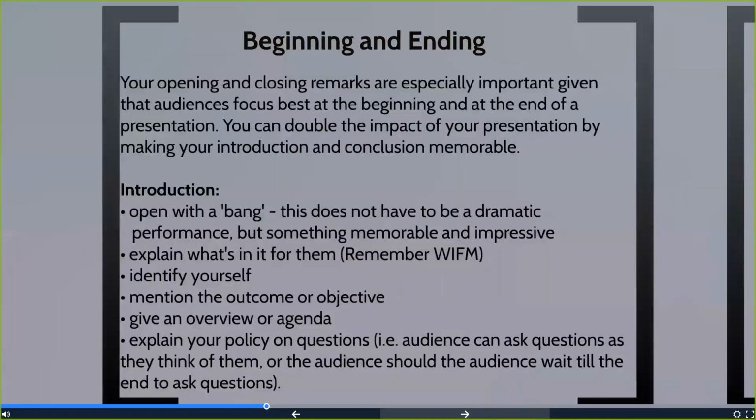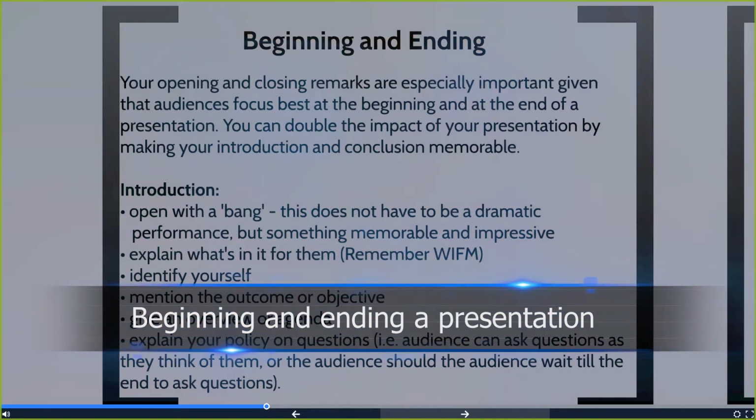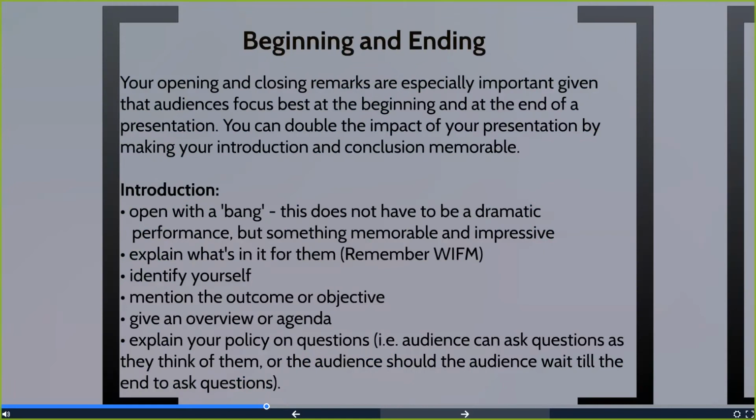Beginning and ending. Your opening and closing remarks are especially important given that audiences focus best at the beginning and at the end of a presentation. You can double the impact of your presentation by making your introduction and conclusion memorable.